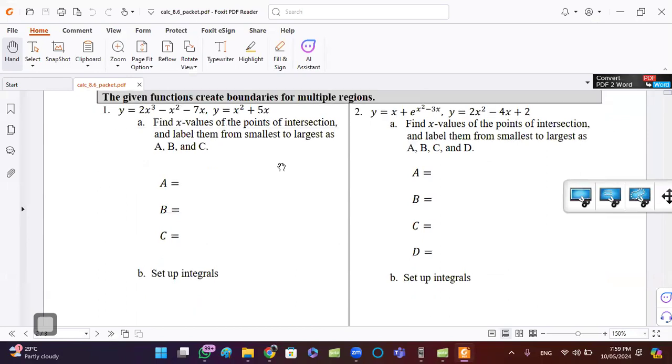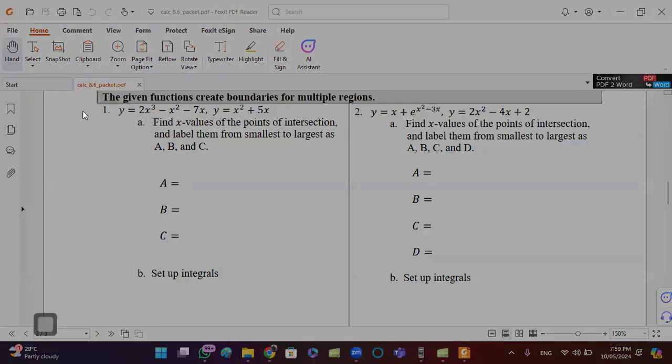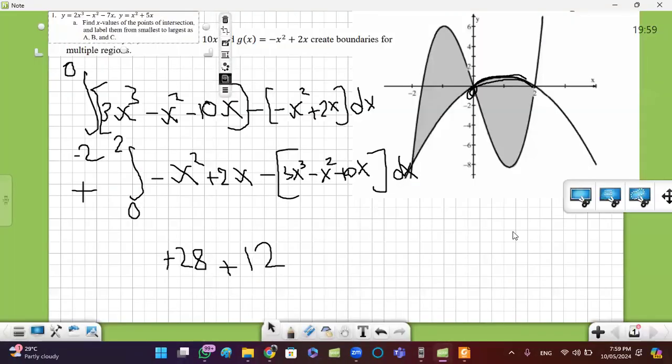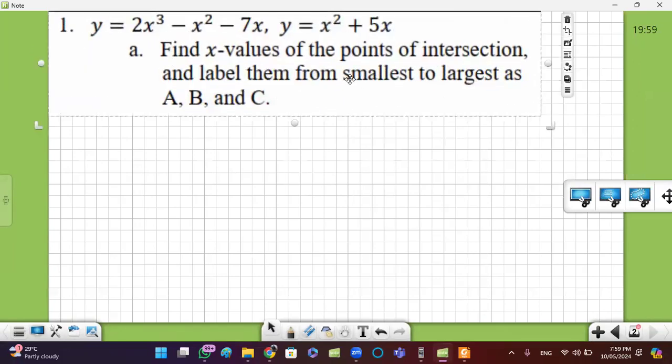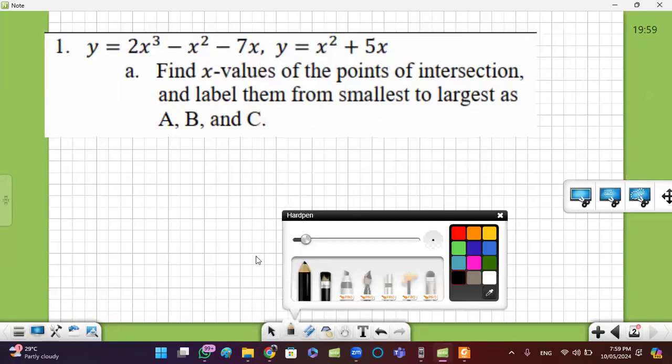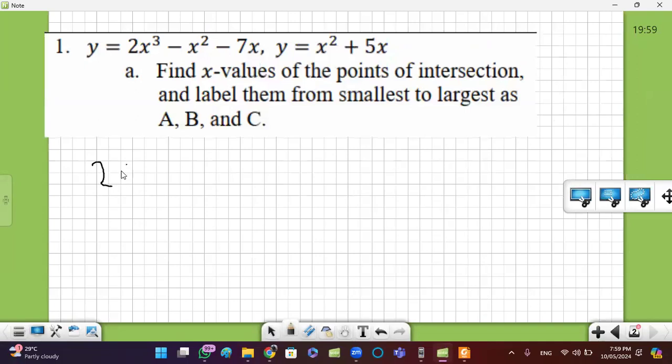Hey, Shabab, how can I find A, B, and C? Yeah, we can plot it on Desmos, and we can find them manually. How can I find them manually if I don't have Desmos? We can maybe move x equal to 3 minus x squared minus 7x equal x squared plus 5x, correct?